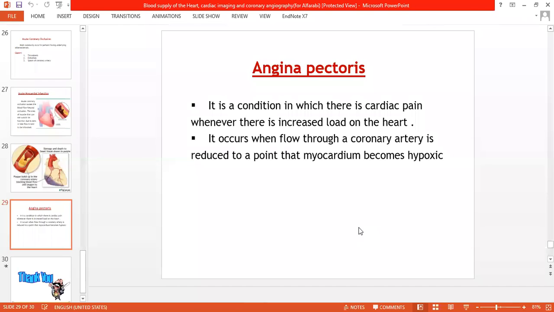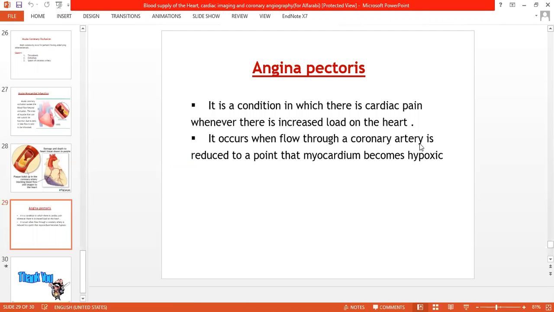Whenever you exert, at that time the heart cannot pump the required amount of blood. Okay, so if there is excessive load and the heart cannot pump because of the decreased blood flow, then it leads to pain in the heart, that is called cardiac pain. It occurs when the blood through the coronary artery is reduced to a point that the myocardium becomes hypoxic. So only when there is exertion, the heart needs to pump more blood. At that time it cannot pump more blood because there is decreased blood flow to that part of the heart. But at rest, there is no pain. So this kind of pain is called angina pectoris.